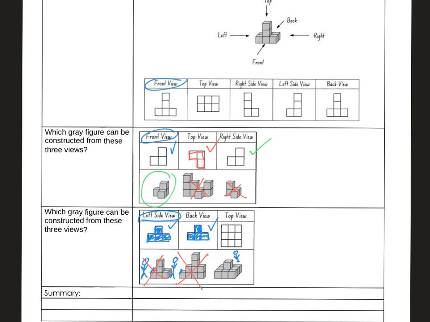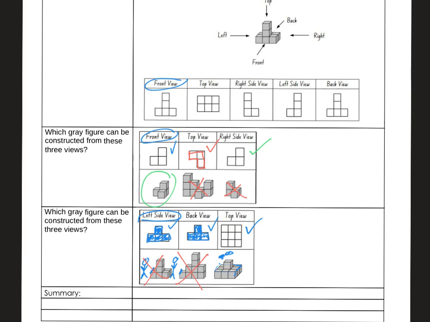And then lastly, it's listing the top view. So looking at it from a bird's eye view. So if I was to fly over this like a bird, what would I see? And what I would see is a 3 by 3 square. So it is 3 on one side, 3 on the other, 3 on the other side, and 3 on the last side. Even though there is one in the middle that's sticking up, as a bird, I couldn't really tell that. So the top view also matches.